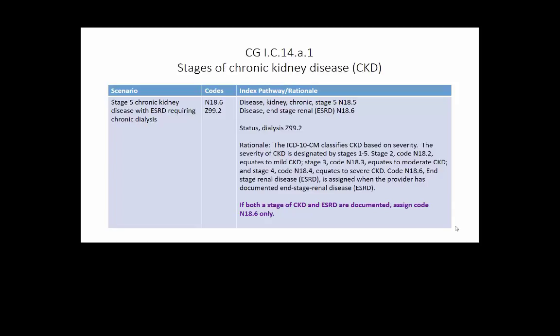Our index pathway is given there, where I've shown you, yes, there are two different codes for stage 5 and end-stage renal disease, but we do not code the stage 5. We only code the end-stage renal disease. We want to pick up on the status dialysis, which the guidelines tell us when to pick up on these status codes. Sometimes they don't. So I would make a note there. If you are in your codebook and you're looking at stage 5 or end-stage renal disease, if you have documentation that states the patient is on dialysis, you will need to add the Z99.2 code.